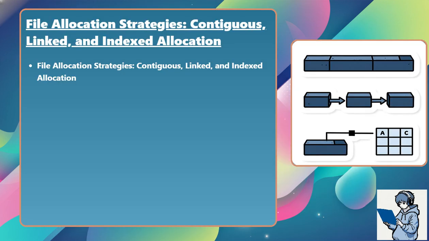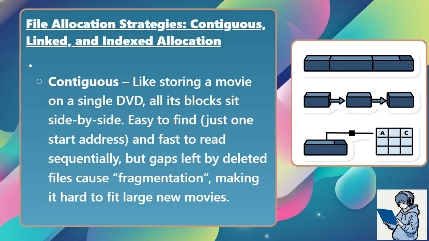File allocation strategies: contiguous, linked, and indexed allocation. Contiguous is like storing a movie on a single DVD, all its blocks sit side by side. Easy to find, just one start address, and fast to read sequentially, but gaps left by deleted files cause fragmentation, making it hard to fit large new movies.